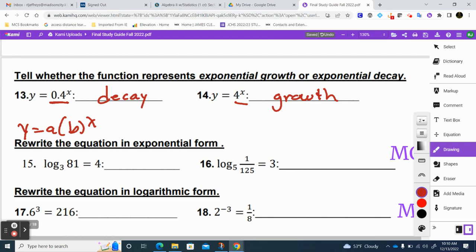Now, just because it looks like a fraction does not mean that it is automatically decay. What if it's 3 over 2? Is that greater than 1? Yeah, so that would be growth. Okay, or 5 over 4, 7 over 6.